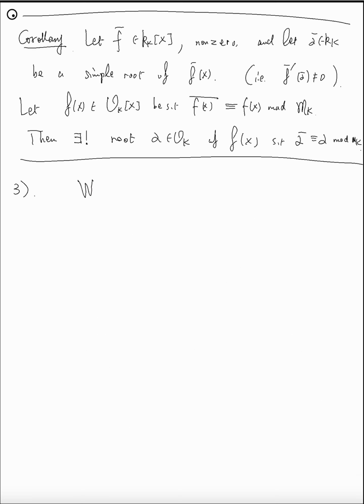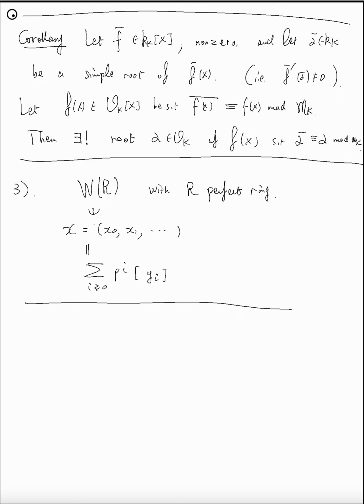So the third exercise talks about W(R) with R a perfect ring, which means the Frobenius is surjective. And then any element here, I could write it into a special form. I claim I could write it into a form of sum of p to the power i times the Teichmuller lift of some y_i. I'm afraid x_i is not the standard notation, so for simplicity, let me just call it y_i. Okay, how do you do that?